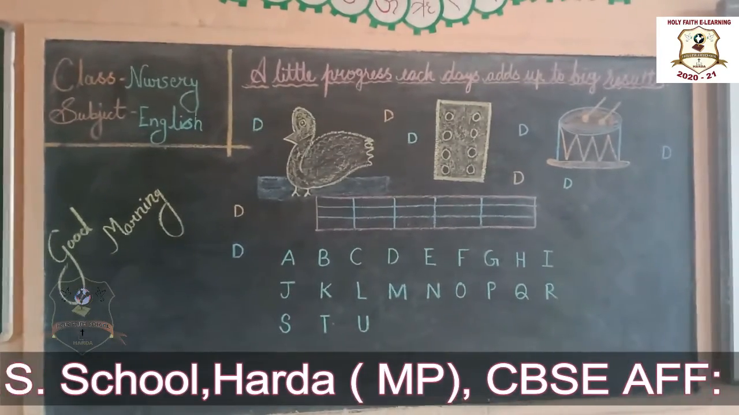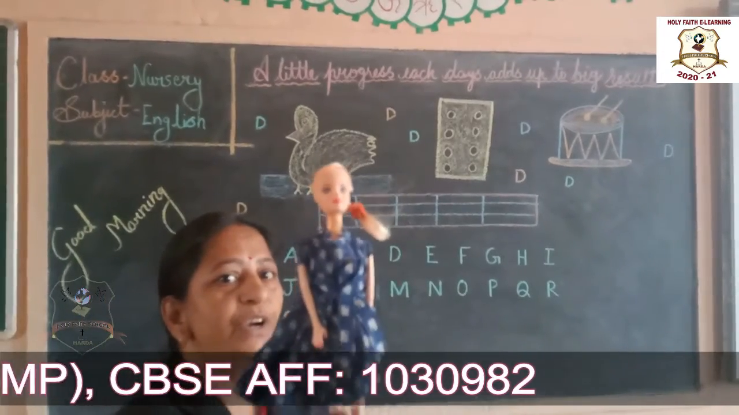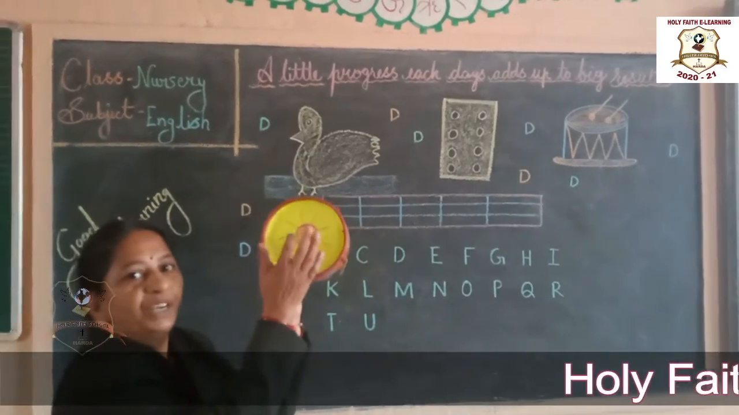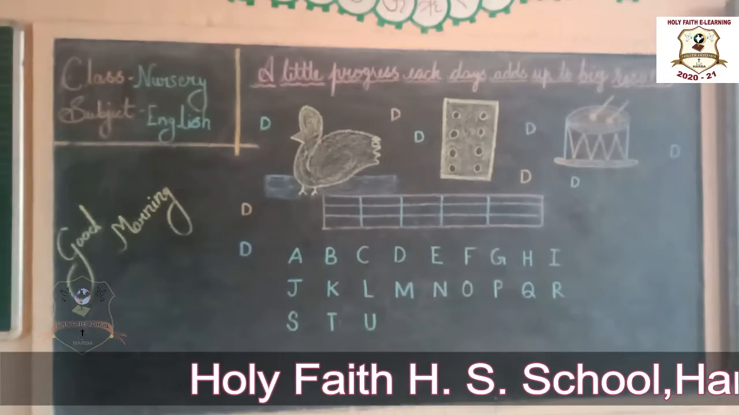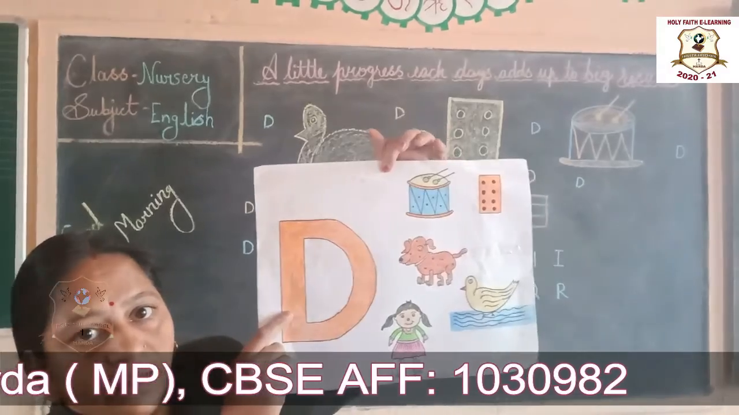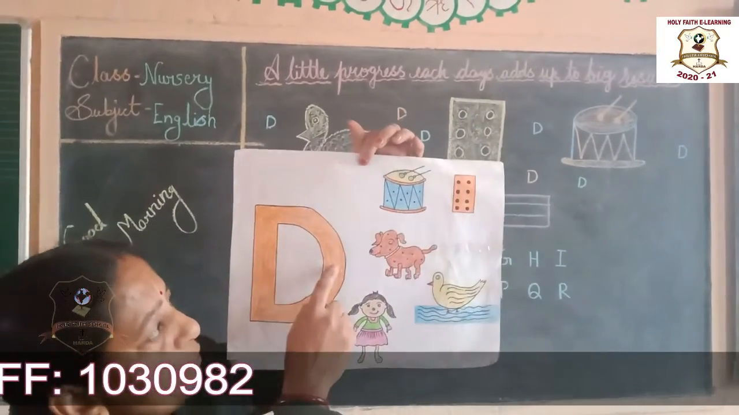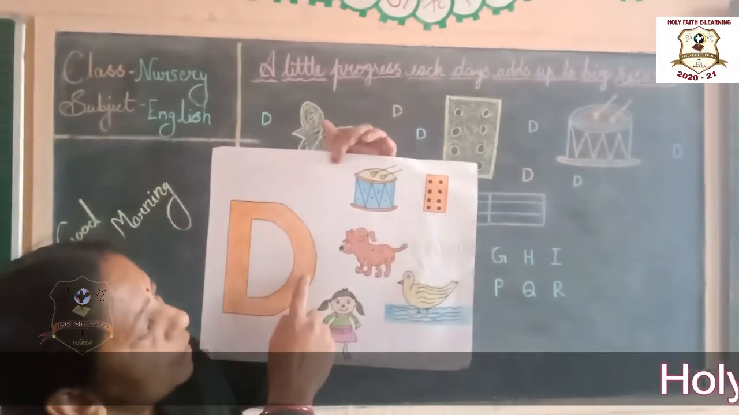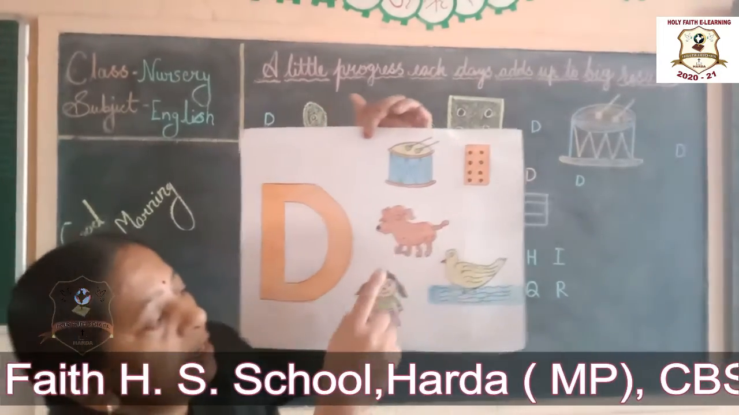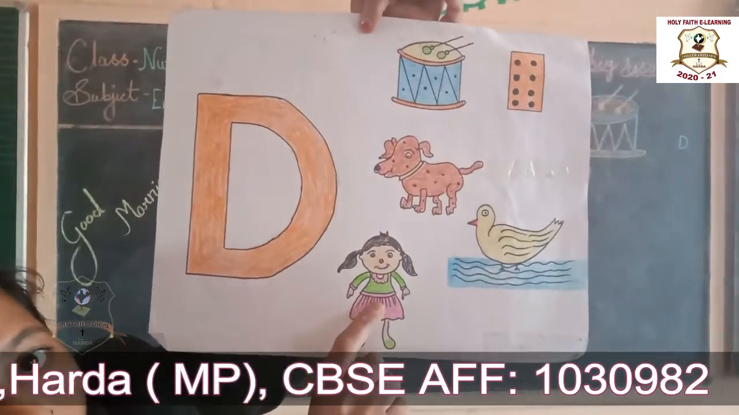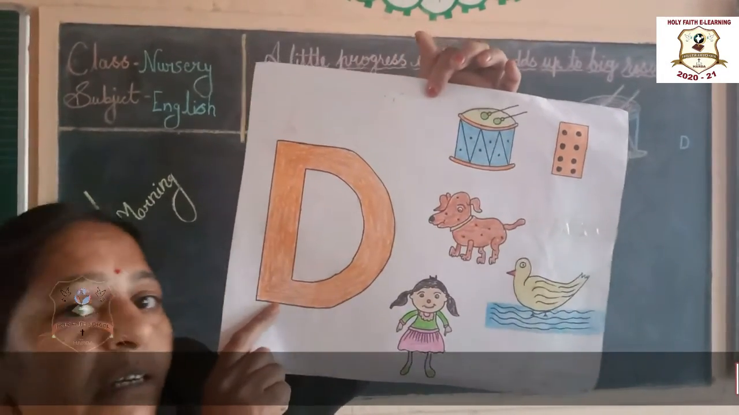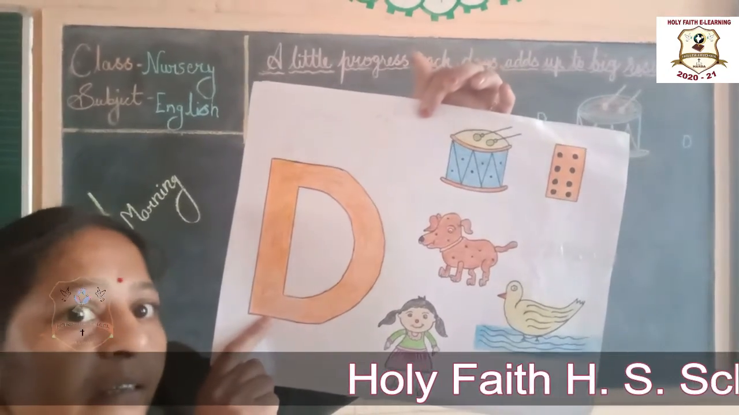D for doll. D for drum. Okay, students, look here. See, this is letter D. Which letter is this? D. D for drum. D for dice. D for dog. D for doll. D for duck. And the sound of D is duck.